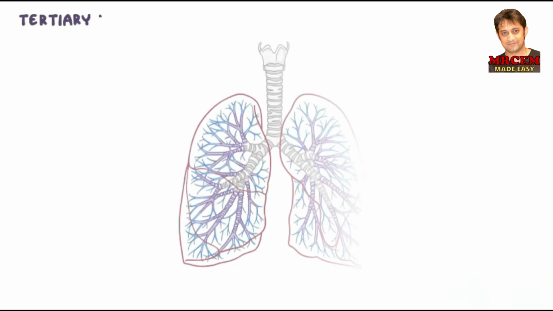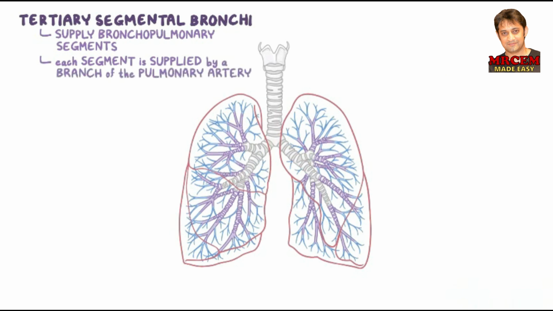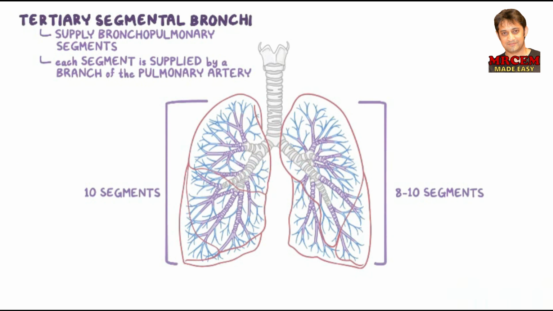Each secondary lobar bronchus then divides into several tertiary segmental bronchi that supply the bronchopulmonary segments. Each bronchopulmonary segment is independently supplied by a tertiary segmental bronchus, in addition to a branch of the pulmonary artery. So there's 10 bronchopulmonary segments for the right lung and 8 to 10 for the left lung, as some of the segments may be combined. These bronchopulmonary segments are functionally distinct segments, which is important for surgeons who operate on lungs.